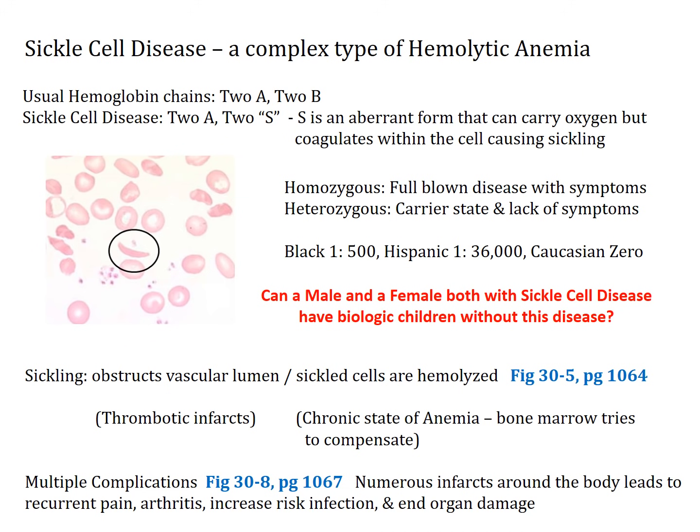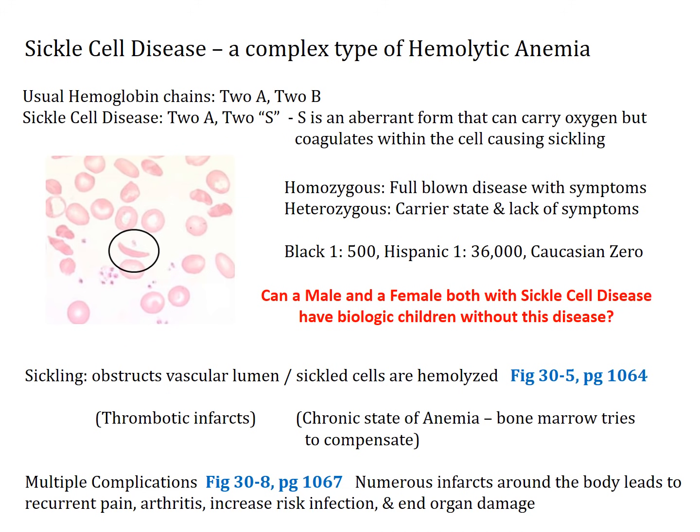Really quickly, sickle cell disease. This is one type of hemolytic anemia, and it's due to aberrations or pathology in the hemoglobin protein. Remember, most adults have two A globulin chains and two B globulin chains. It's considered to be normal hemoglobin.